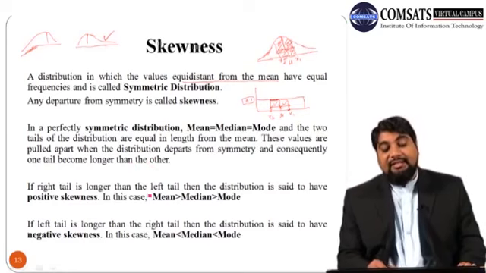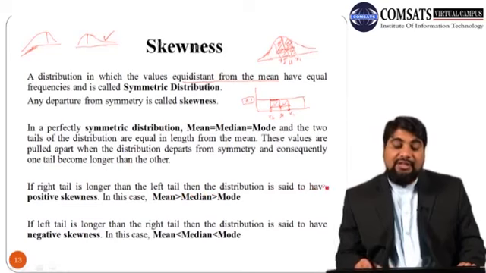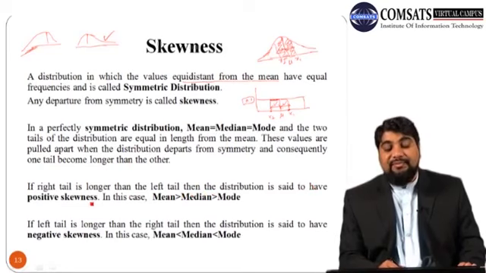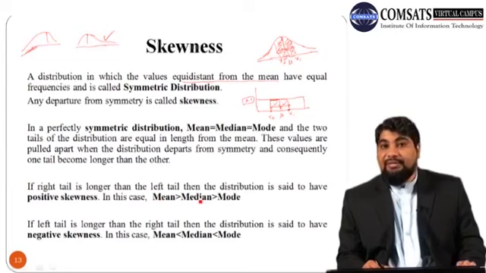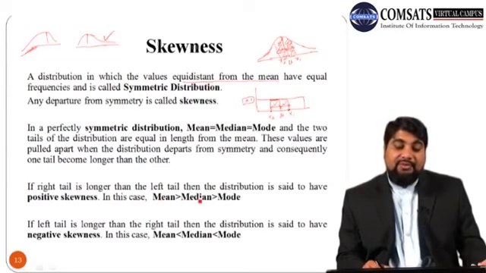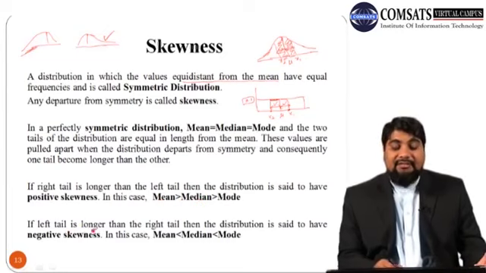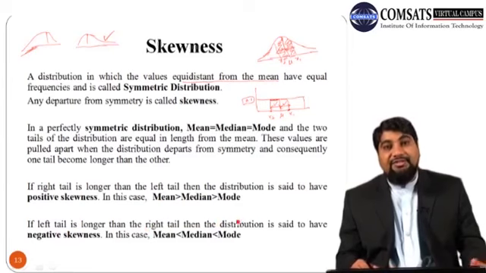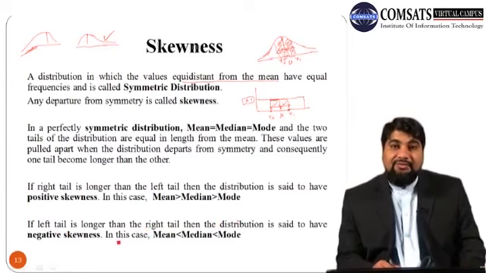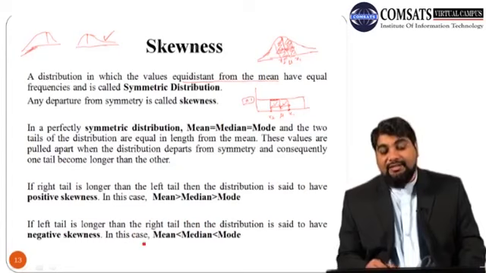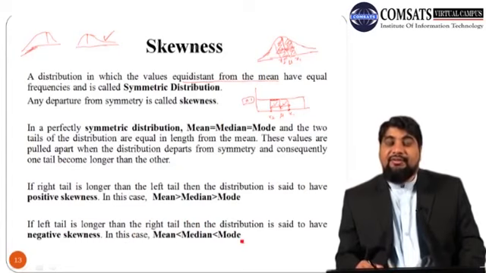So if the right tail is longer than the left tail, then the distribution is said to have positive skewness. In this case, the mean will be greater than the median, which will be greater than the mode. And if the left tail is longer than the right tail, then the distribution is said to have negative skewness, and in that case the mean will be less than the median, which will be less than the mode.